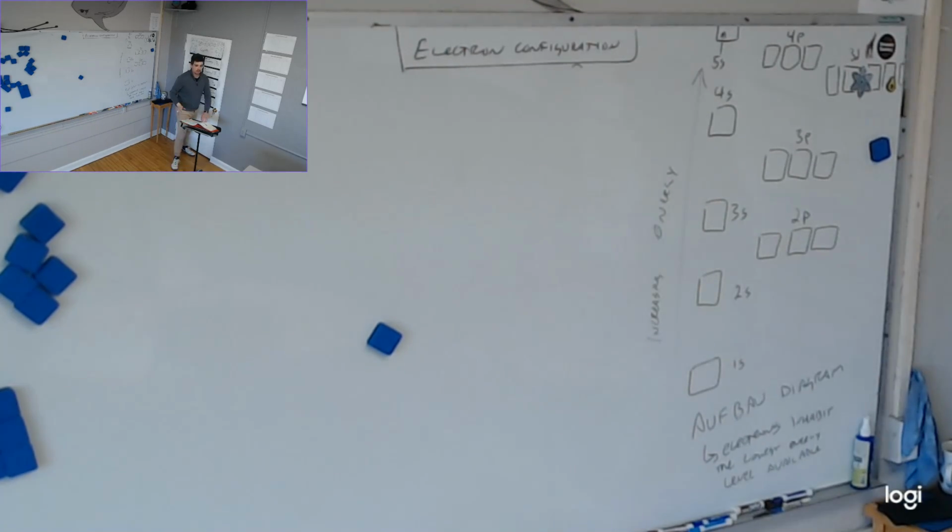Okay, so if an element has only one electron, which element only has one electron in its ground state? Let's be clear about ground state first. What does ground state mean? Ground state means when it's uncharged, when it has the same number of protons and electrons. So which element, when it's at its ground state, has one electron? Hydrogen. So hydrogen has one electron.